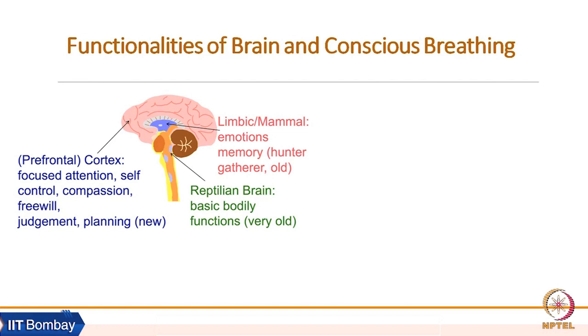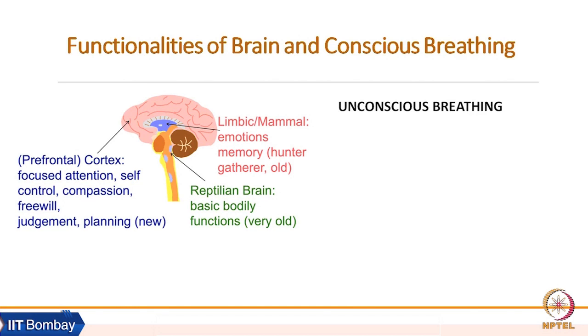The limbic brain first started appearing amongst the mammals. That part of the brain is related to emotions and memories. So naturally it is related to relationships, association, building family, working together, those aspects. And the prefrontal cortex is the most evolved part of our brain. It is related to the most sophisticated executive function or cognitive activities like attention, self-control, compassion, free will, judgment, planning, etc.